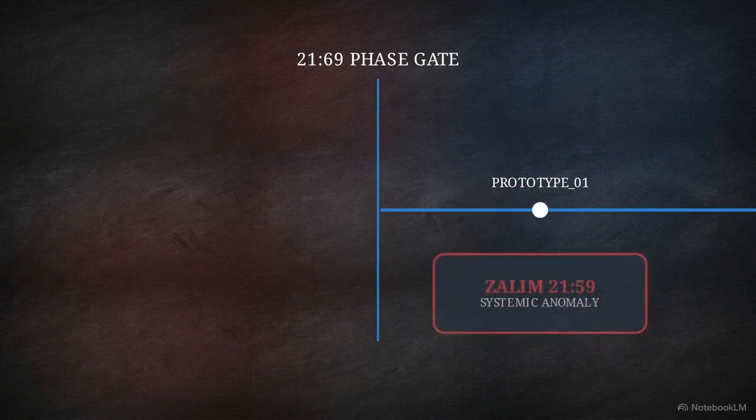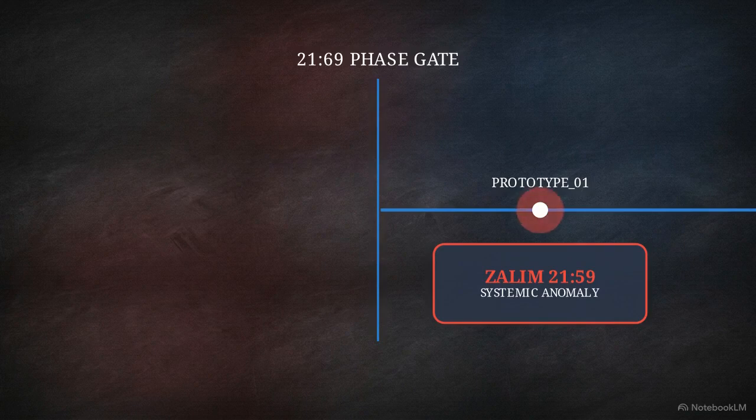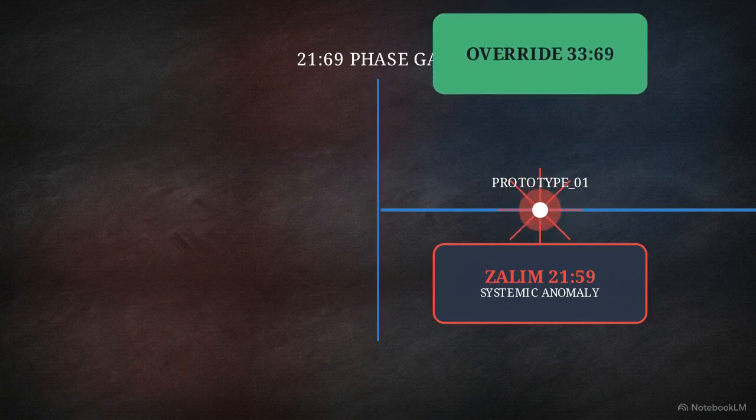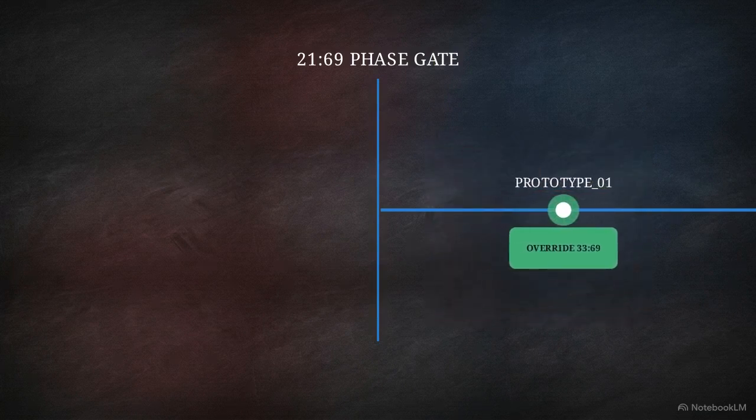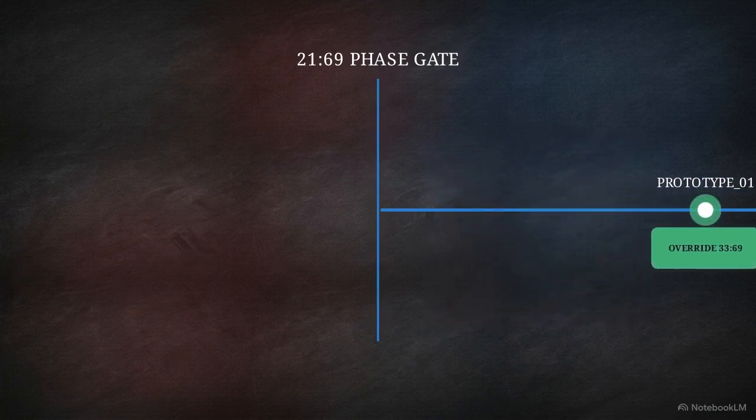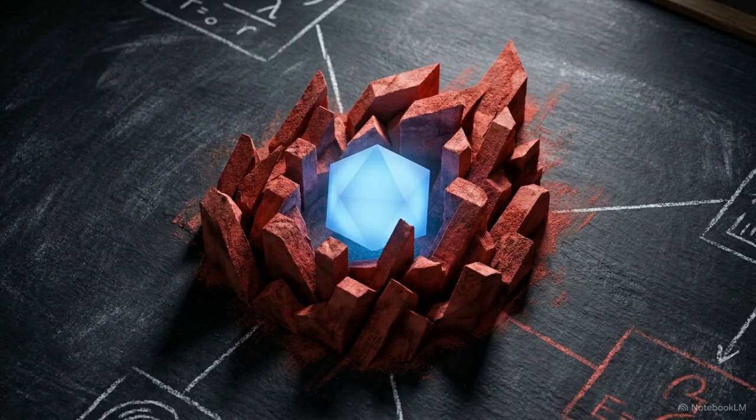Because this alignment contradicts the default loop's logic, the system flags Ibrāhīm as a Ẓālim, or systemic anomaly, under coordinate 2159. This triggers immediate friction as the default system attempts to purge what it perceives as an error in the circuit. The conflict is resolved by a top-down clearance override at coordinate 3369, which forces the system to accept the aligned node. This override recodes the fire into coolness and safety, finalizing the phase transition.